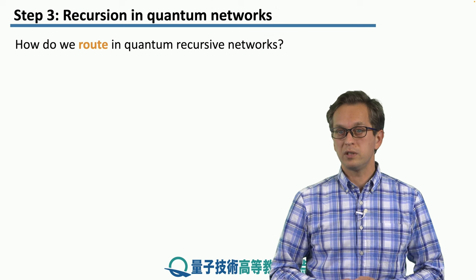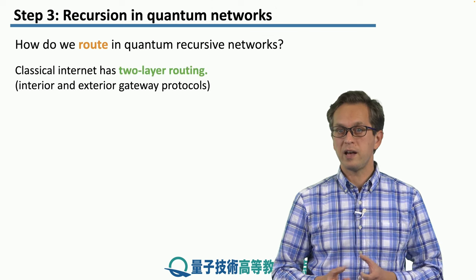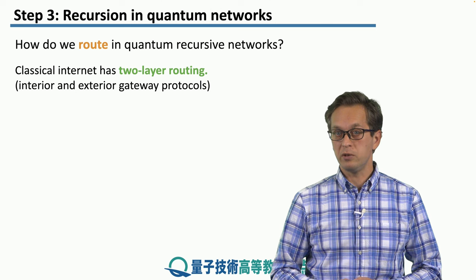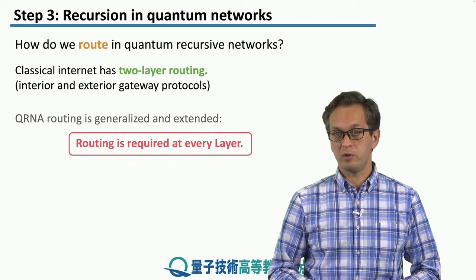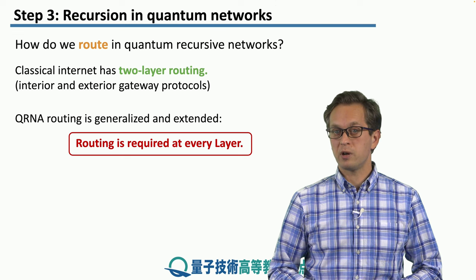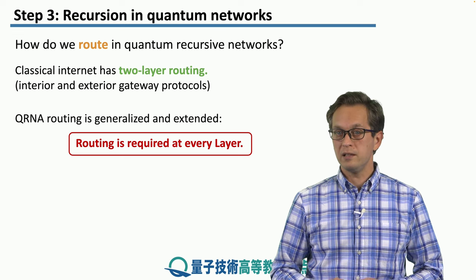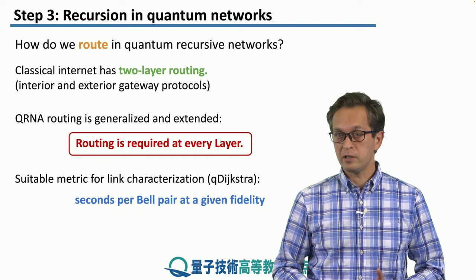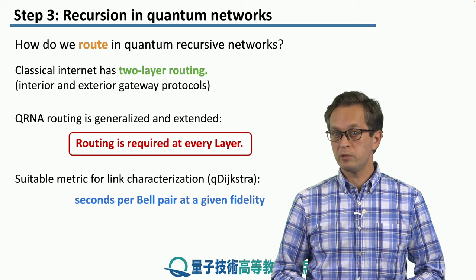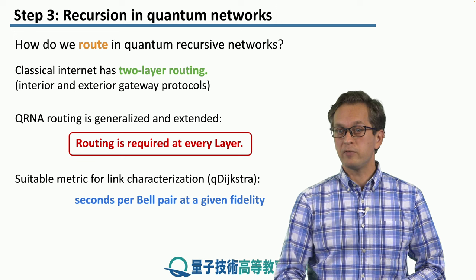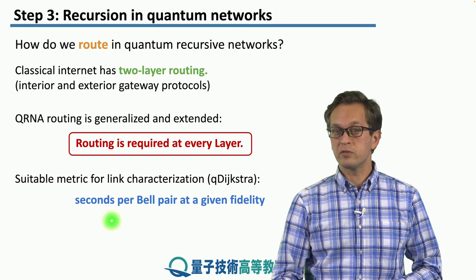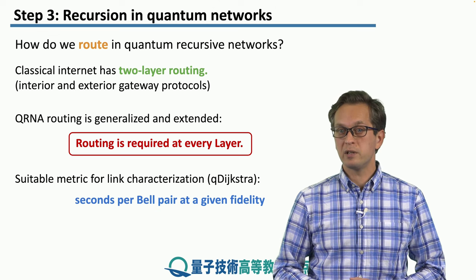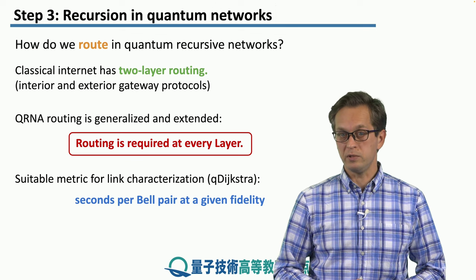So how do we route in quantum recursive networks? How do we find the correct path? The classical internet has two-layer routing, which we mentioned before, the interior gateway protocols and the exterior gateway protocols. In the quantum recursive network architecture, routing is generalized and extended, and it is required at every layer. The suitable metric that can be used to determine which route is more appropriate to pick over a different one is given by the following link characterization in terms of seconds that are needed to establish a Bell pair at a given fidelity. This particular metric is used by the quantum Dijkstra algorithm.